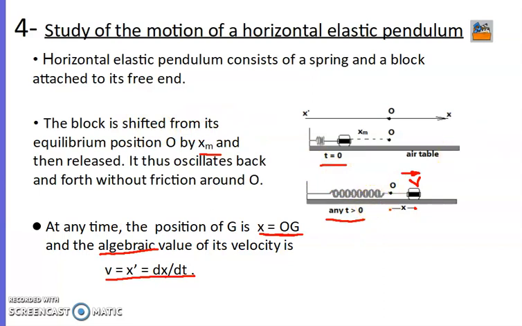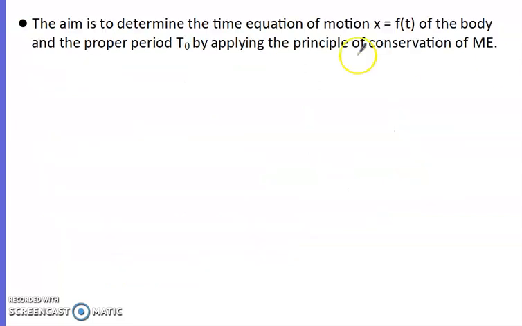Now our objective is to determine what? The time equation, and consequently know the nature of motion. We want to find the time equation by applying what? The principle of conservation of mechanical energy. Okay, let's start.